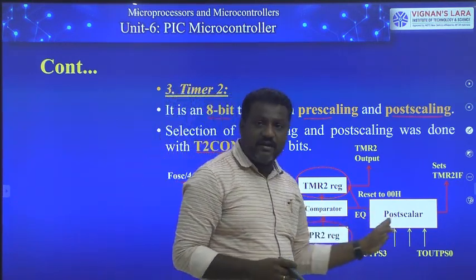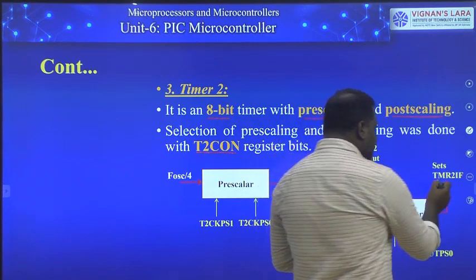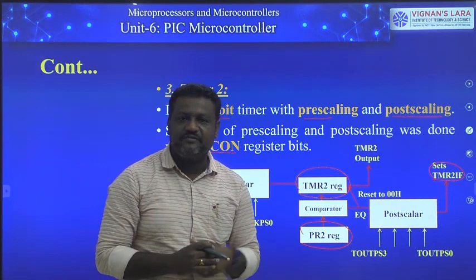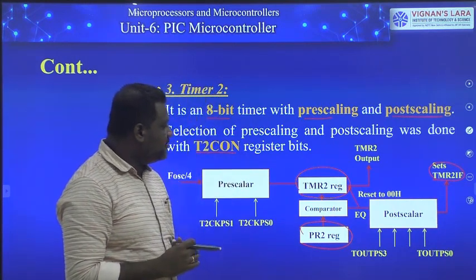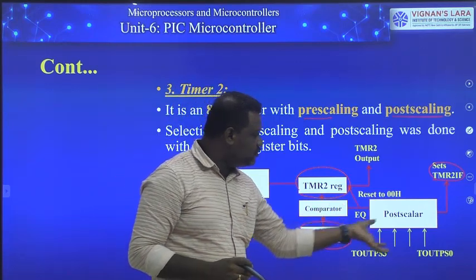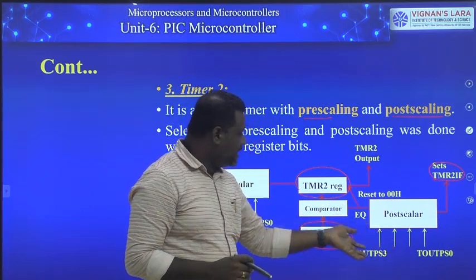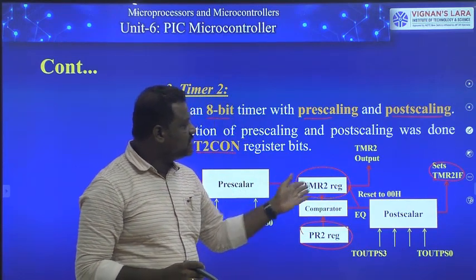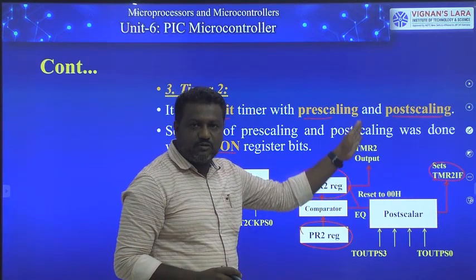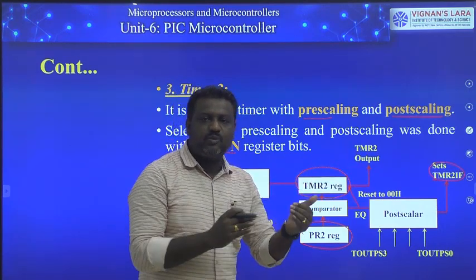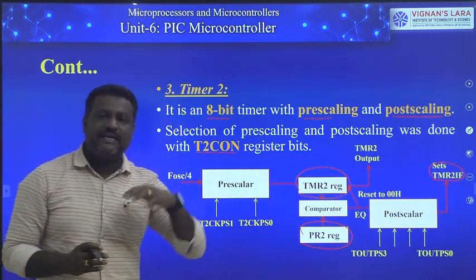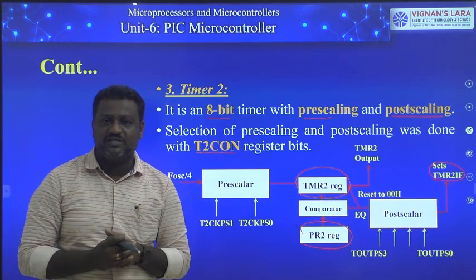that is after post-scaling, it will set the timer 2 overflow interrupt flag, that is TMR2IF. Whenever we get the equality condition, the number of times you get an equality is what you can use for post-scaling. And one more thing is the TMR2 output. We are not using it as an interrupt here, but your timer 2 may generate some output whenever we get equality cases, because timer 2 participates in our capture/compare/PWM module operations.